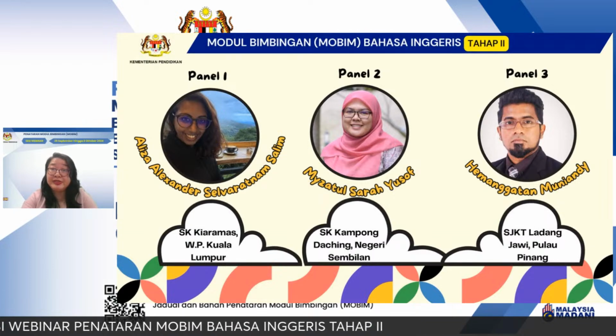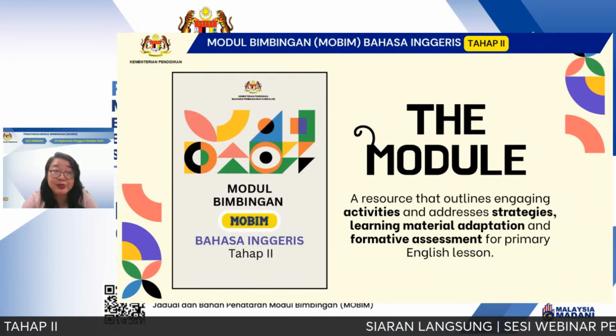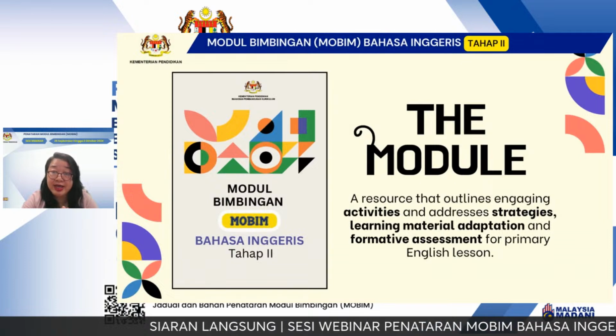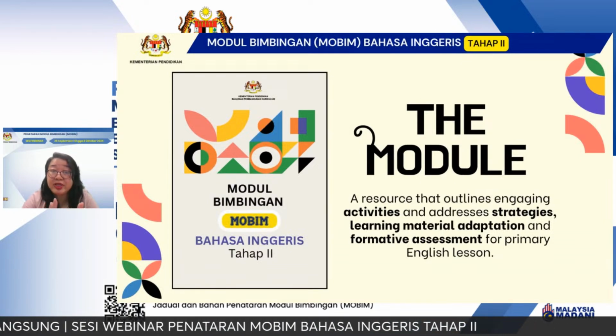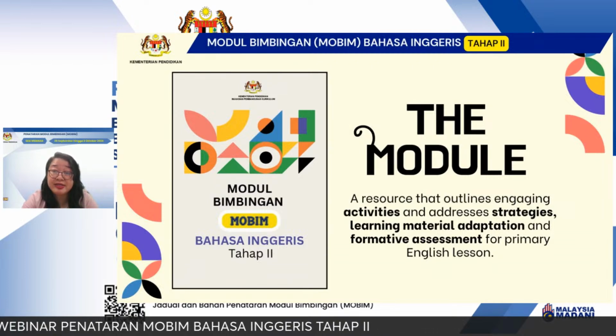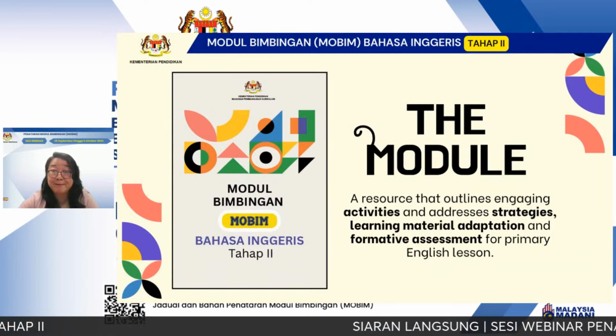So in this module, next slide. This is the Modul Bimbingan Mobim that we are presenting to you. It is a common book for both SK and SJK level 2 primary school teachers. So level 2 here is for the year 4, year 5, and year 6 primary school pupils. The module will be uploaded on the BPK website and also the Delima platform.